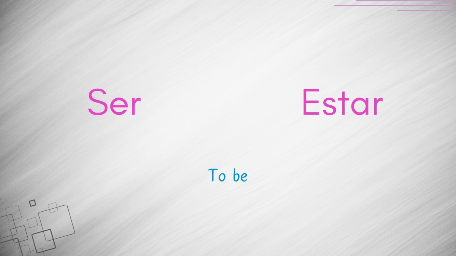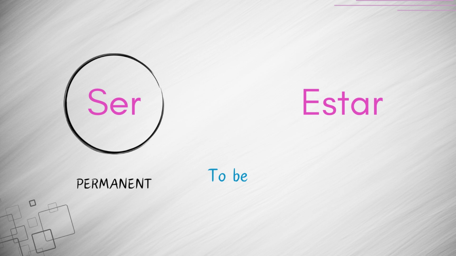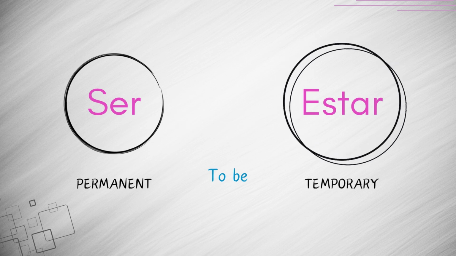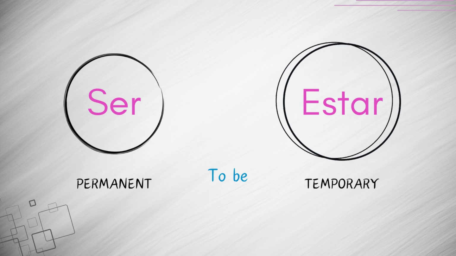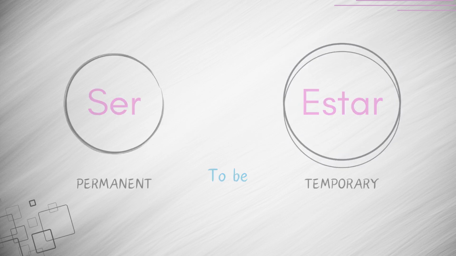Let's begin. Both the verbo ser and the verbo estar mean to be in Spanish, but they are used quite differently. The main difference and the easiest way to think about them is that the verbo ser is used to talk about permanent things or qualities, while the verbo estar is used to talk about temporary states. Let's break each of them down with their different uses.